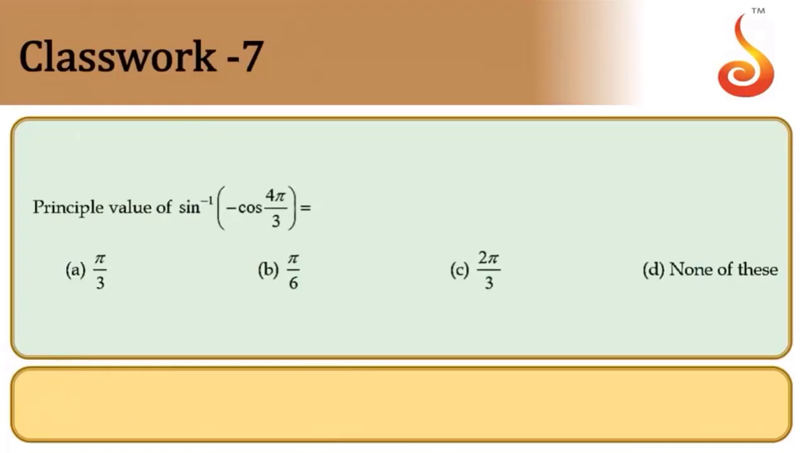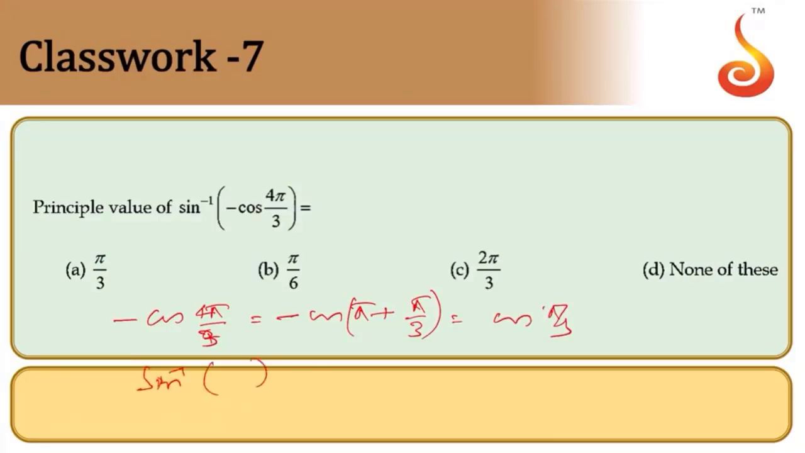So let's consider the next one, which is sin inverse of minus cos. We know cos of 4 pi by 3 is nothing but minus cos of pi plus pi by 3. You know pi plus pi by 3, so you get minus cos, so nothing but cos pi by 3. Cos pi by 3 is nothing but half, so therefore sine inverse of this value is equal to sine pi by 3. So the answer is equal to pi by 3.